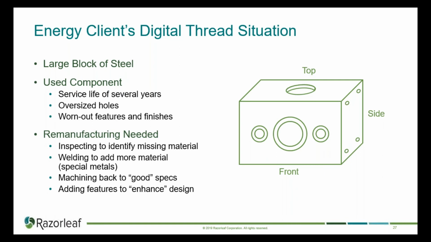So the remanufacturing that they needed to do, they needed to do inspections. They needed to do welding to build material back up with specific metals, special metals. They needed to machine back to the good state. They needed to then add some of their own features to make the design unique to them. So there were a lot of manufacturing steps that were important and pretty specific. That hopefully gives you that background of why this was so important.